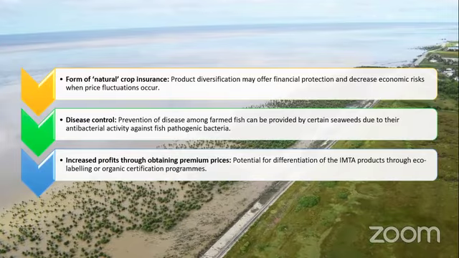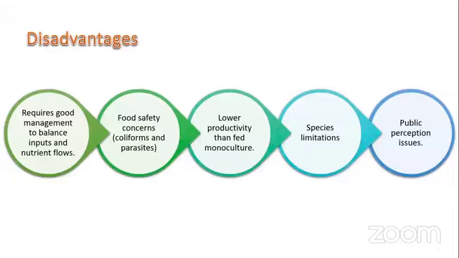Next, please. So these are the disadvantages of IMTA. It requires good quality management, balanced input and nutrient flow, food safety concerns, very important, should not have any coliform bacteria and parasites, lower productivity than fed monoculture, species limitation, public participation, perception issues. Next, please.